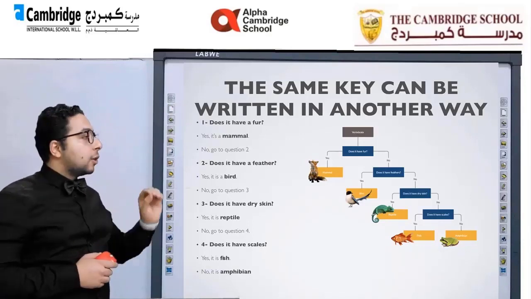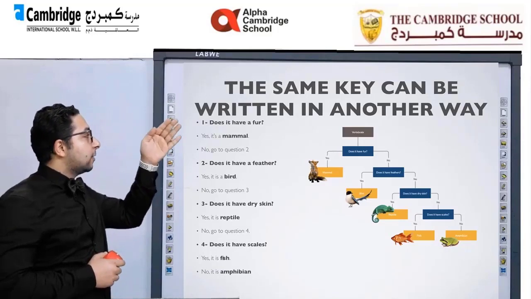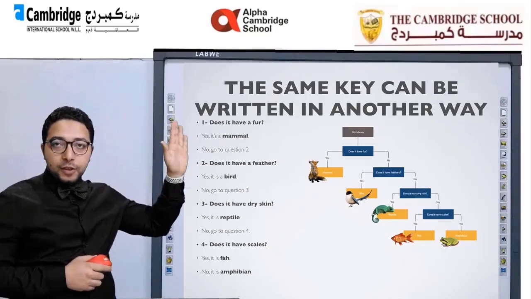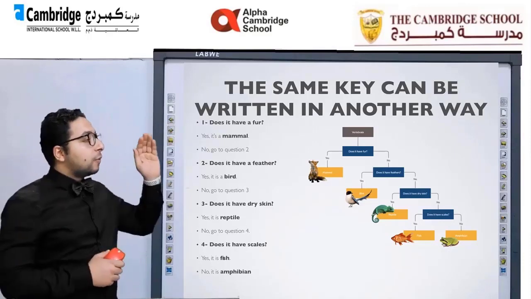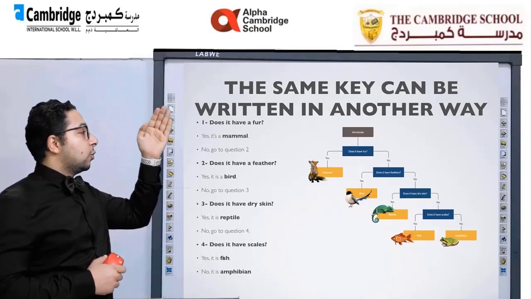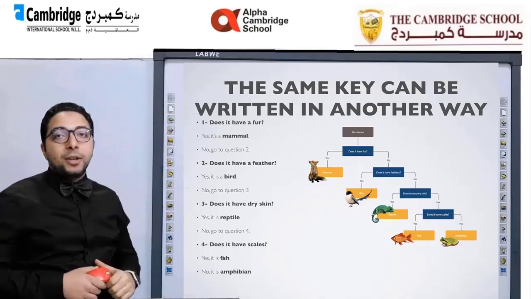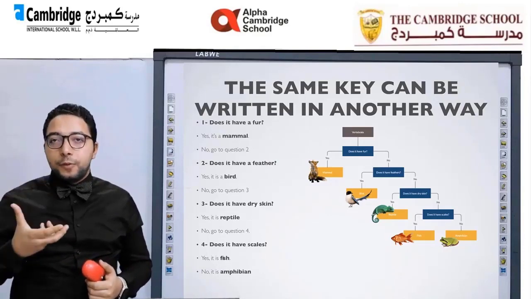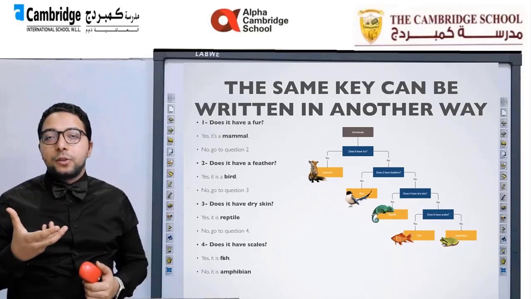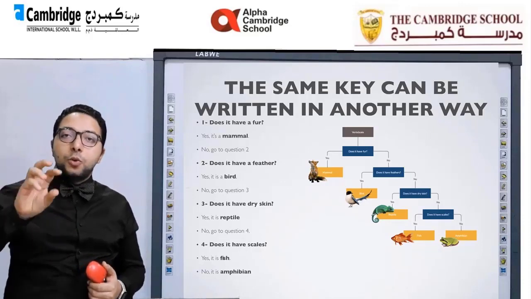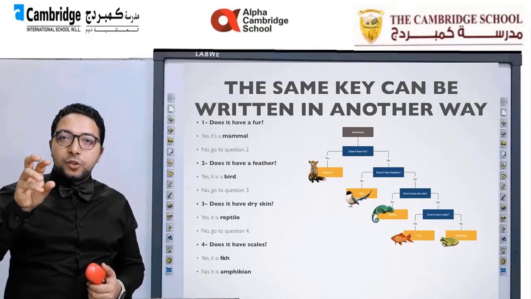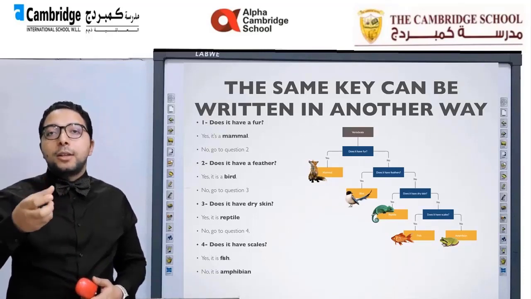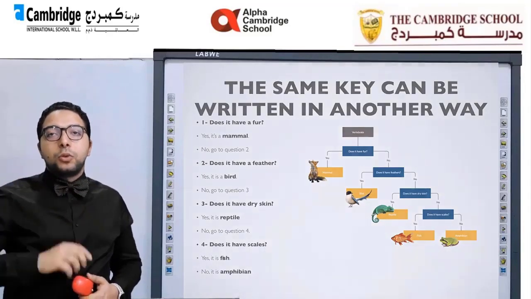Question 3 states, does it have dry skin? If yes, the answer is reptile. If no, we need to visit question 4, as it's visible over there. Question 4, does it have scales? If yes, then we're talking about fish. If no, then we are talking about amphibian. So it's all about looking through the visible features of animals and guiding you through the questions. If the answer is yes, we write the animal name. If the answer is no, then we write the number of the question that we need to go to.